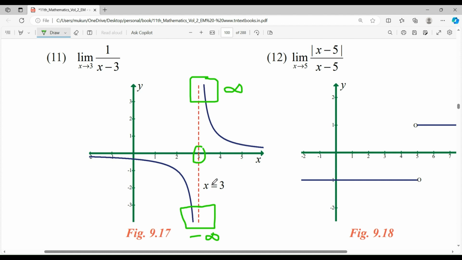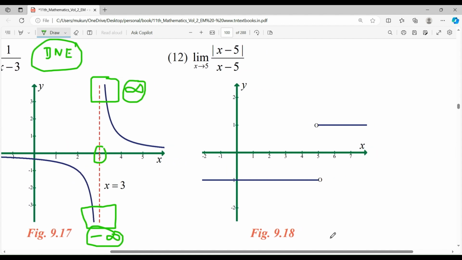So again, going back to the definition of existence of limits, here we have right hand limit not equal to left hand limit, right? Because this is plus infinity, your right hand limit, and this is minus infinity, your left hand limit, right? So the limit does not exist here, right? So no limit for this function.